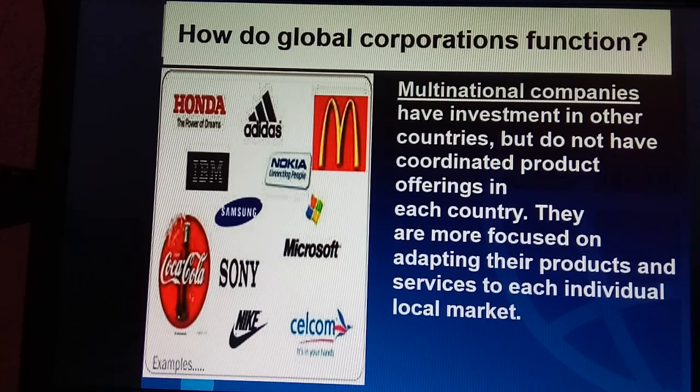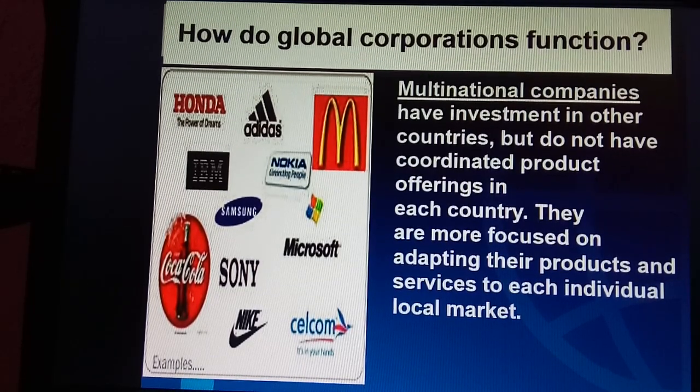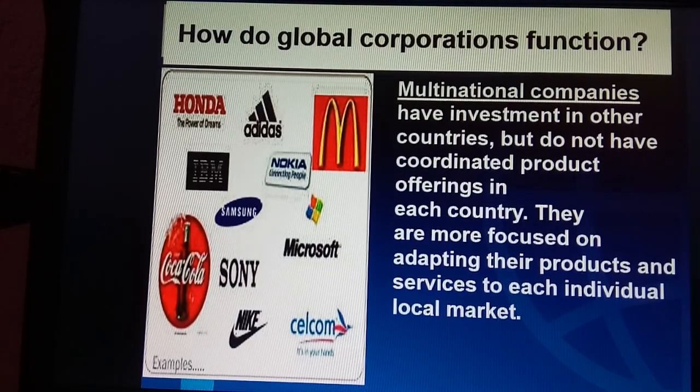Now, we cited the example of McDo last time. McDo in the US doesn't have rice meals, but when they came here to the Philippines, they offered rice meals, rice and chicken. Also palabok, which is not our staple in the US. And in Japan, they have that sakura drink, which we don't have here. So they are more focused on adapting their products and services to each individual local market.